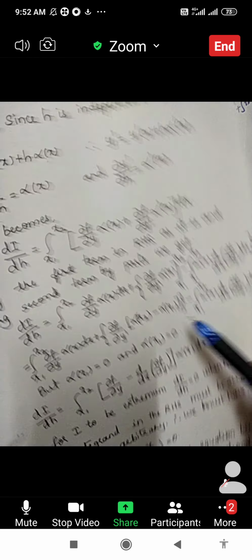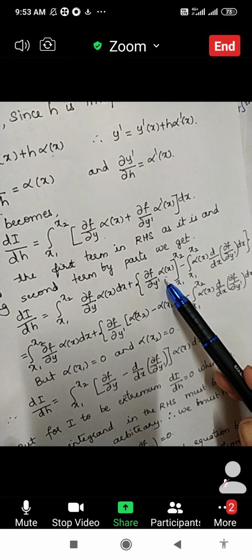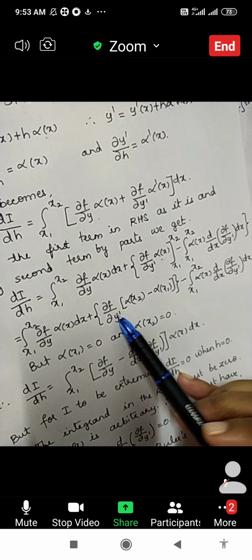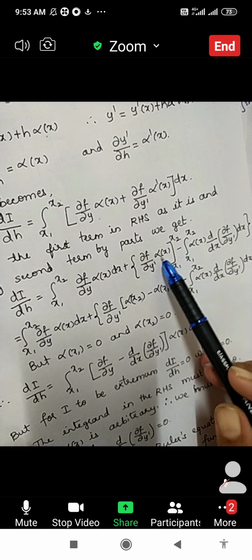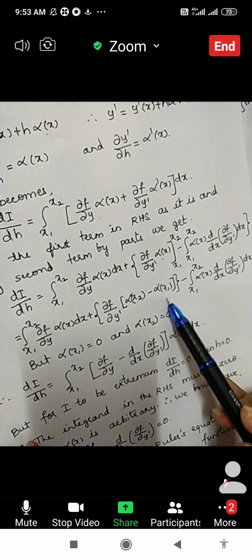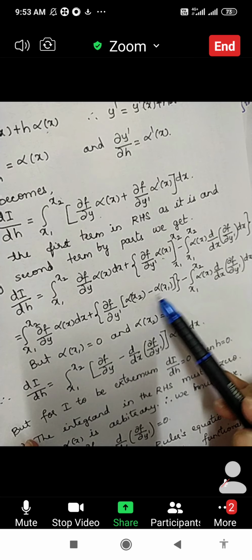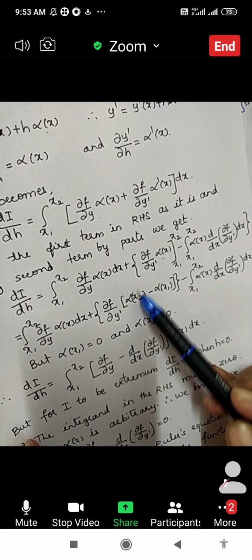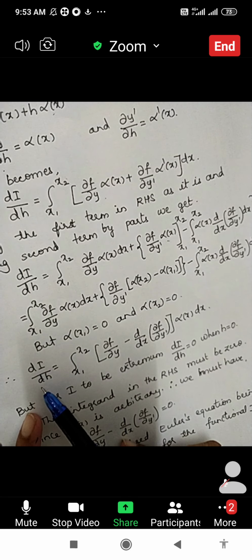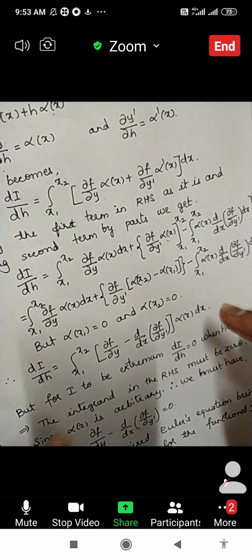Now here we are going to substitute the limits. So dou f by dou y dash, you can keep common, or write it for both terms. Then upper limit alpha of x2 minus lower limit alpha of x1. But these two are both 0. So this whole term becomes 0. So here we have dI by dh, and this term is gone.